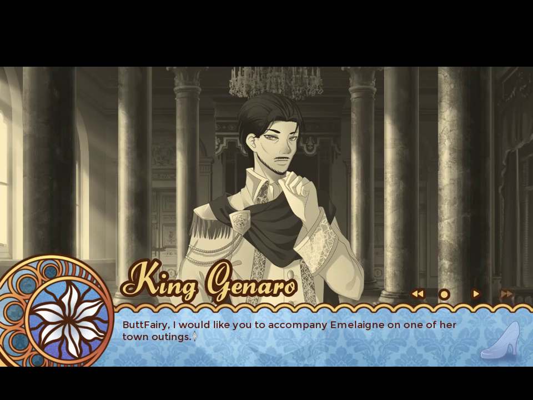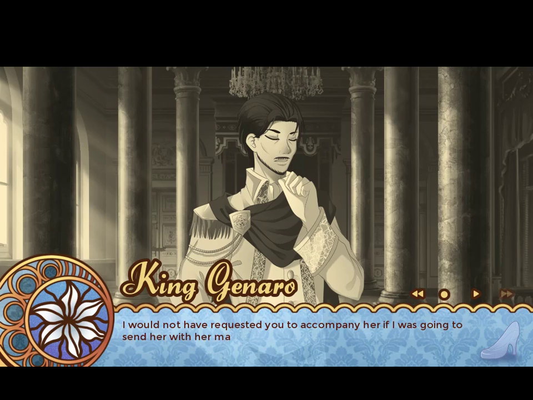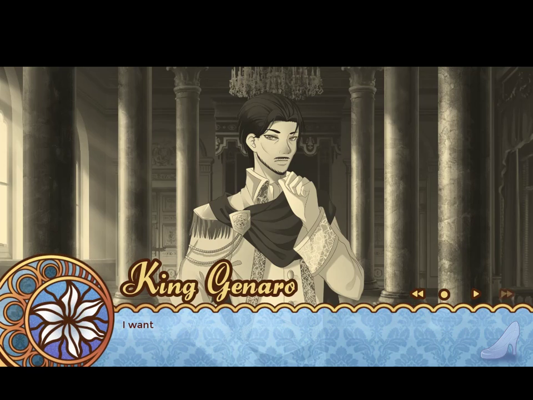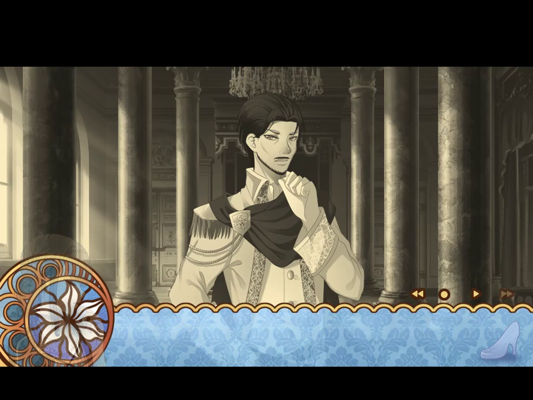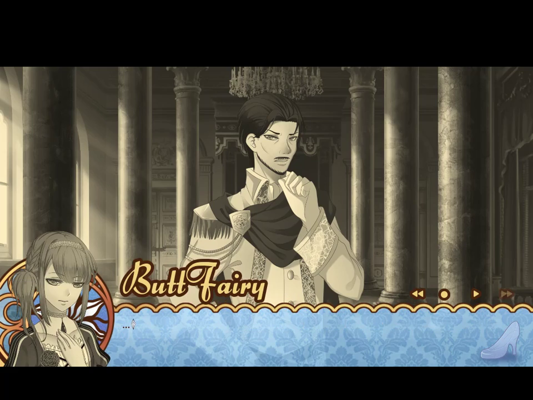ButtFairy, I would like you to accompany Emmeline on one of her town outings. But Dad, no. Surely you could send maids with her instead. I would not have requested you to accompany her if it was going to send you with her maids. Wait, I read that wrong, really? Whatever. I want you to make an effort to get along with your stepsister. She is your sister, and you will treat her and Rod as if they were your blood. This voice is divulging into, I don't know.